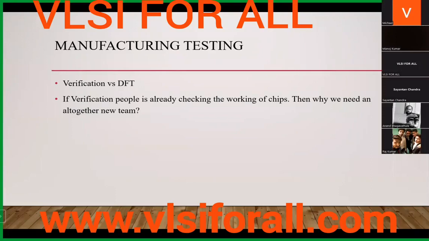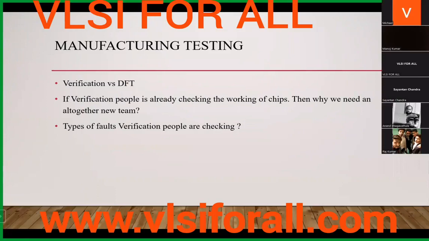Anyone have any questions still, they can ask? Sir, does that mean that in terms of time and volume, going from verification to DFT, we are reducing 2 to the power n to something very small? That is the thing.